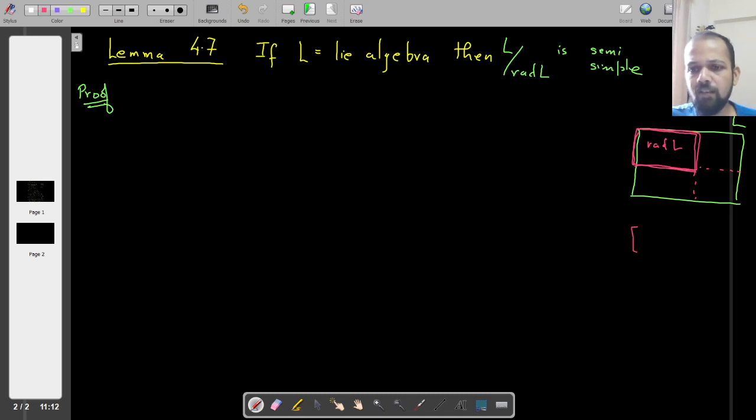Whatever Lie bracket occurs, suppose x plus radical L and y plus radical L, whatever Lie bracket thing is occurring, that's occurring at the x, y level, which are outside this. So it's kind of expected intuitively, but let's actually prove it. Let's actually prove this is so.